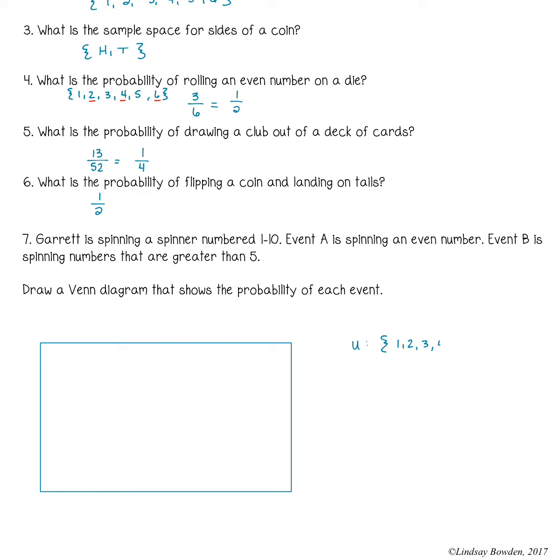2, 3, 4, 5, 6, 7, 8, 9, and 10. Event A is an even number: 2, 4, 6, 8, and 10. Event B was number greater than 5. So 6, 7, 8, 9, and 10.